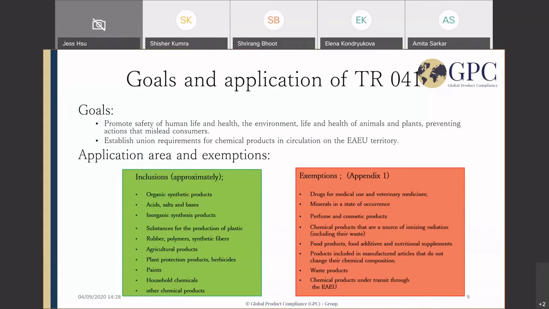food products, food additives, and nutritional supplements, products including manufactured articles that do not change their chemical composition, waste products, and chemical products under transit through the EU.